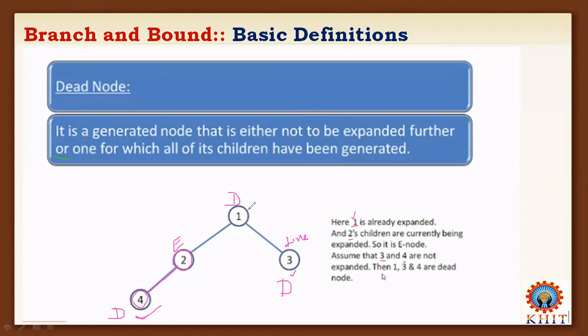Further there is no way of expanding node 1, node 4, node 3. There is no use further. There are no children to be generated further. That's why we can consider node 1, node 3 and node 4 as dead nodes.